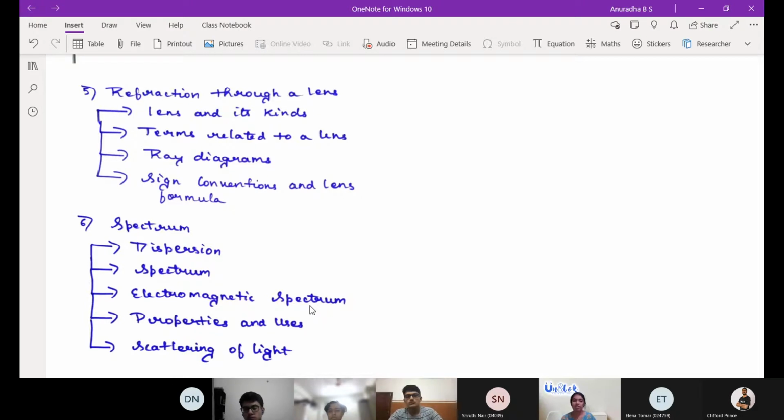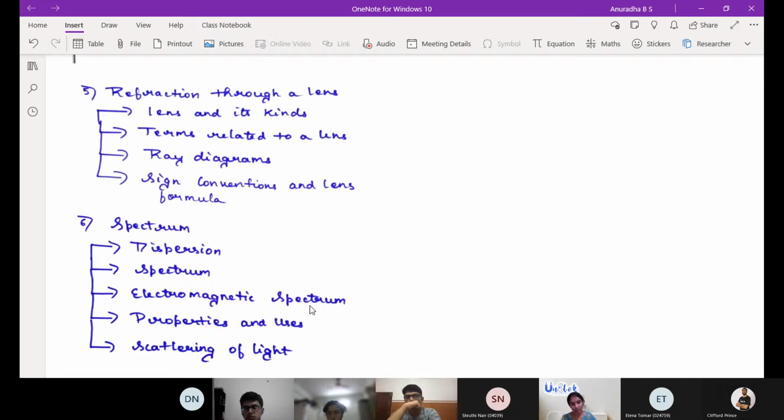What about virtual image? When the reflected rays appear to meet somewhere behind the mirror, that is called virtual. The image which is formed in this way is called a virtual image. It is actually not meeting. Virtual is nothing but it is not real. It is not happening, but still it appears to be meeting somewhere behind the mirror. So images formed in such a way are called virtual images.